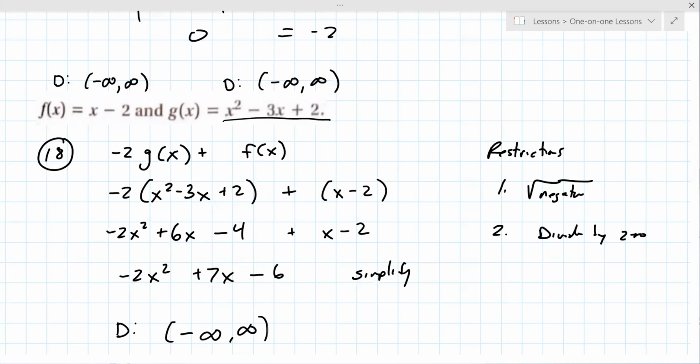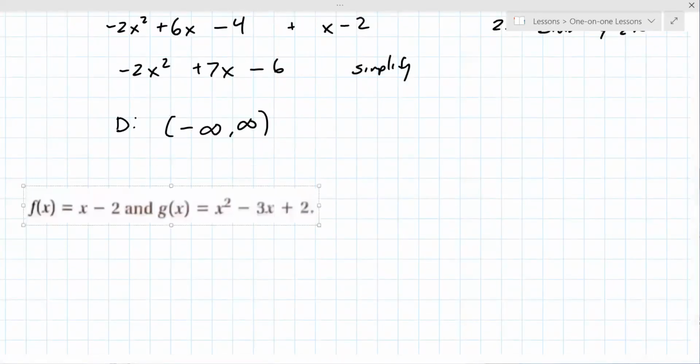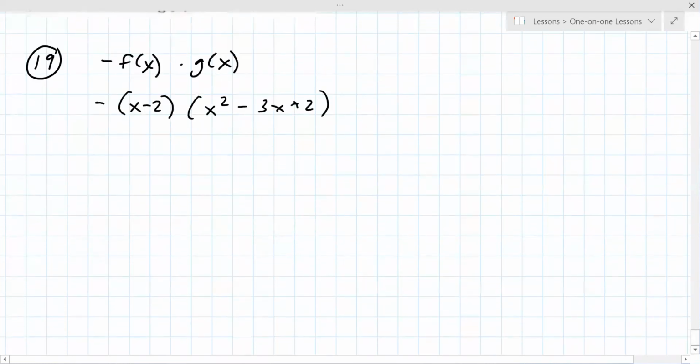All right, the next question here, let me grab this, and then we'll do 19. So 19 says minus f of x times g of x. So again, the parentheses are really important. Negative, x minus 2, times x squared minus 3x plus 2. This is a variation on FOIL. You're going to take this x and multiply everything over here. This negative can just stay to the side for the moment.